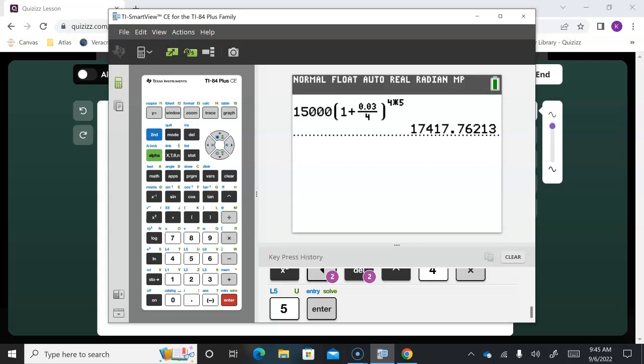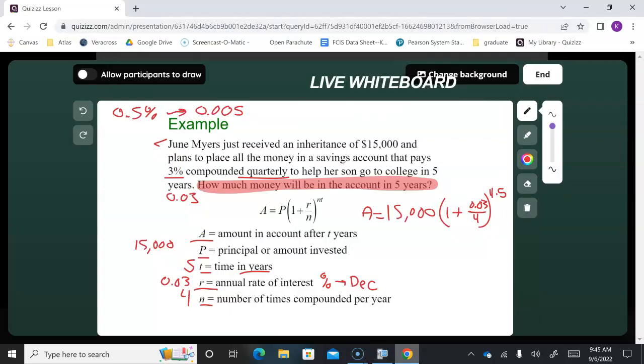Okay, so $17,417.76. If a money problem does not tell you where to round, you need to round to 2 decimal places. Okay, 2 decimal places. Sometimes they'll say whole dollar, or nearest $100, or nearest $1,000. But if they don't specify, you need to make sure that you're writing in 17,417, right? And 76 cents. Boom. Okay? Easy peasy.